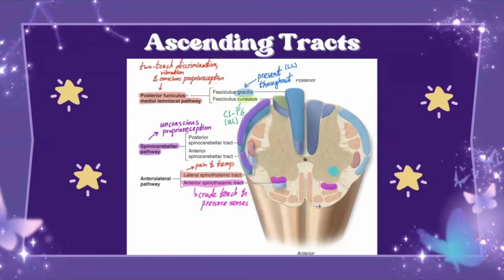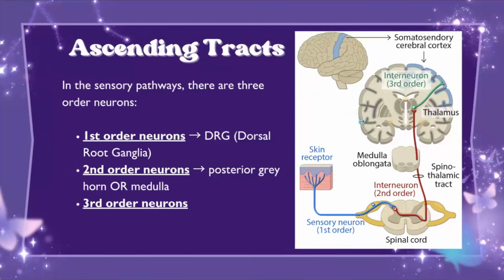So in the anterior column, what do we have? We have the anterior spinothalamic tract. In the lateral column, we have the lateral spinothalamic tract and the spinocerebellar pathways. And in the dorsal column, very easy, you have the two dorsal columns, or the medial lemniscal pathways. Okay. I think we're good, inshallah.